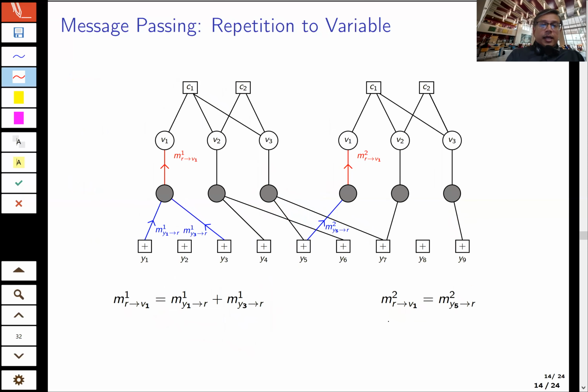And then the next thing that happens is processing at the repeat node. At the repeat node, we get 2 incoming messages, and you have 1 outgoing message, but that outgoing message is simply the sum of all the incoming messages.